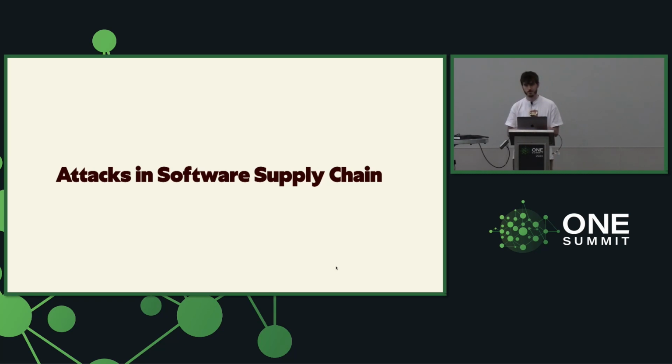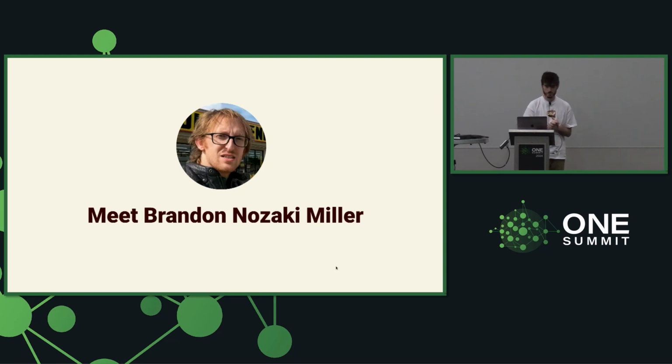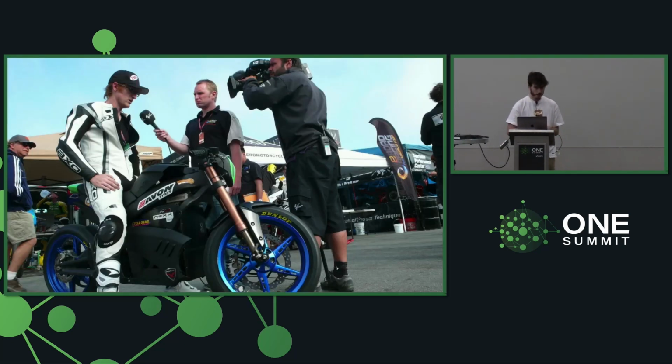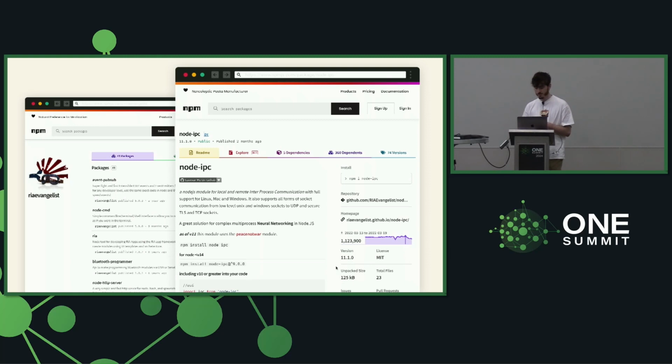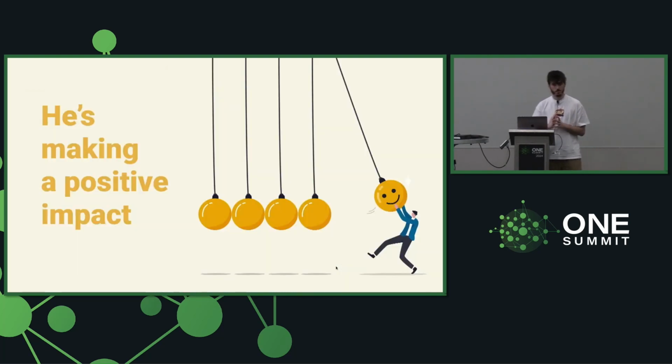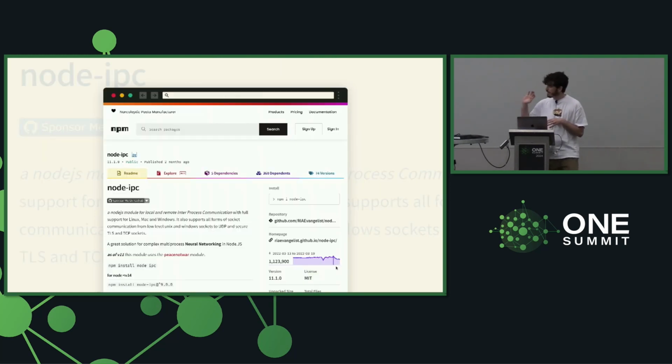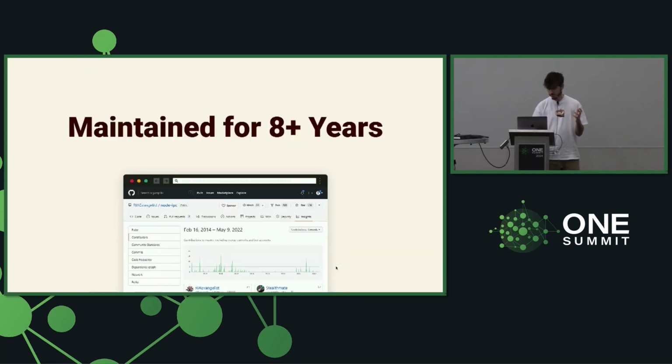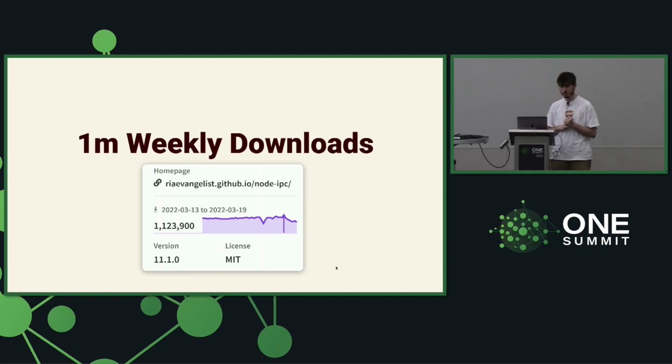Now let's talk a bit about attacks in the supply chain. I want you to meet Brandon Nozaki Miller. He's a cool guy. He has a YouTube channel. He likes to ride bikes. And in his spare time, he maintains a package called node-ipc and some other packages. He's definitely making a positive impact. He's part of the open source community, and he's a good guy. His biggest package is node-ipc, which is used for inter-process communication. It was maintained for 8 years and has 1 million weekly downloads, so it's pretty safe.